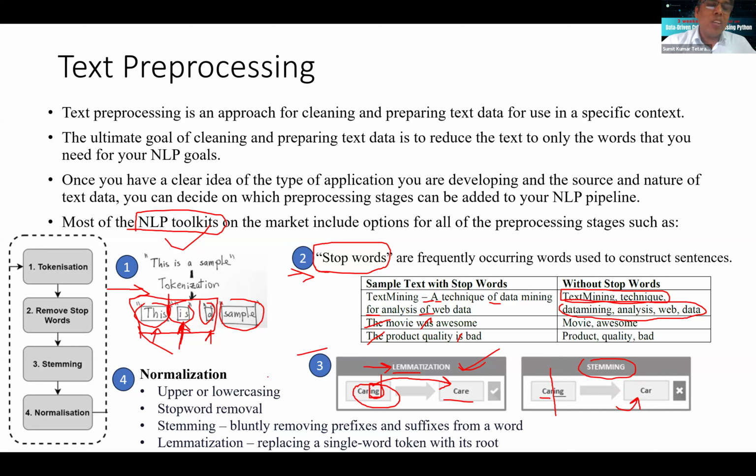And these things are there. Normalization, generally you have to convert uppercase or lowercase. Otherwise, what happens? As I told you, the computer cannot understand the text. At the end it has to label it.